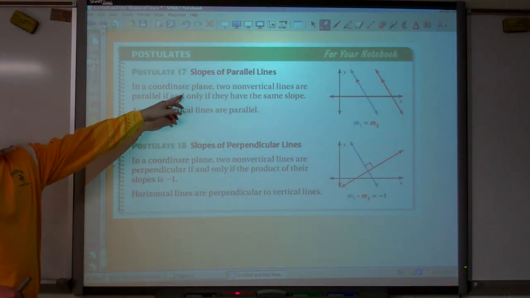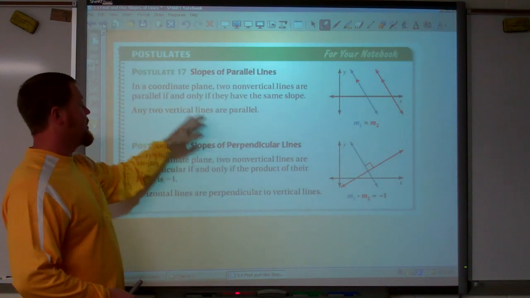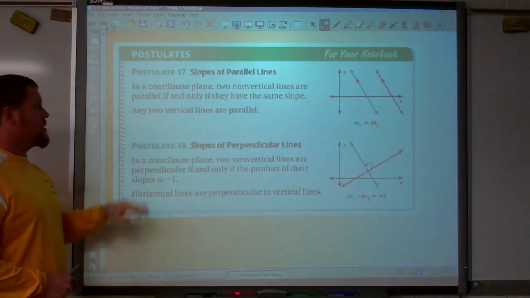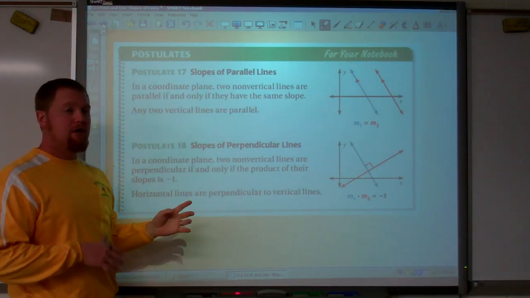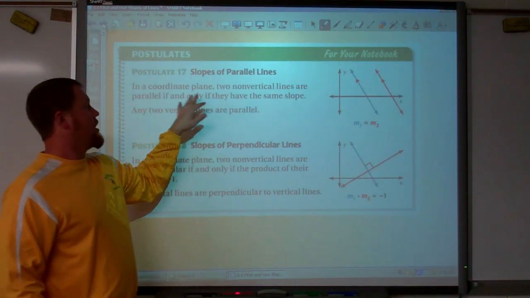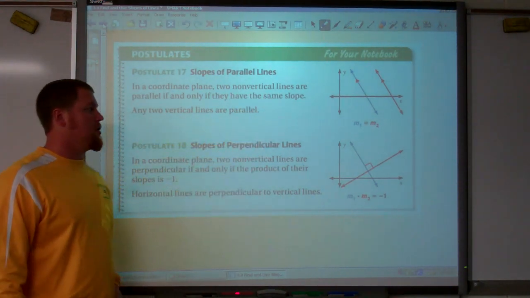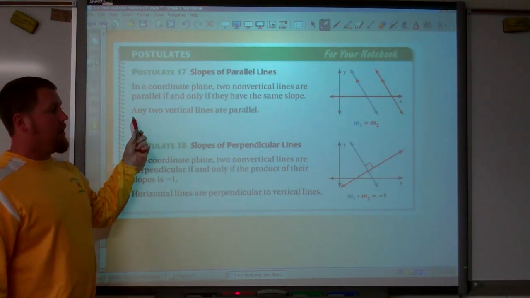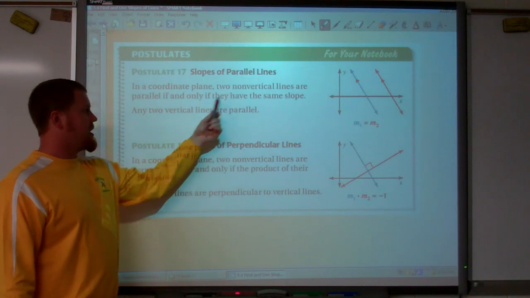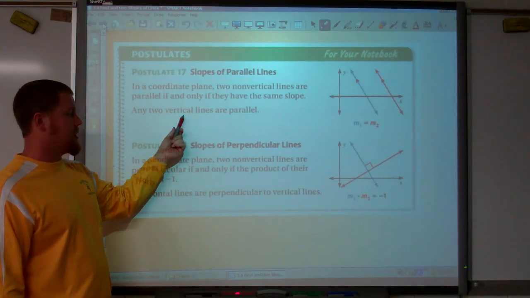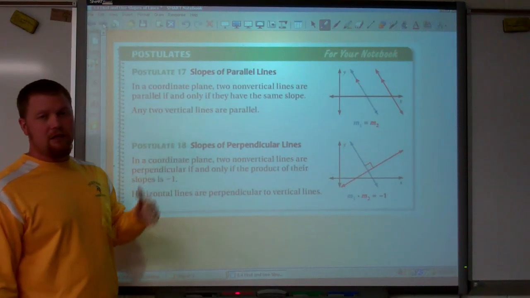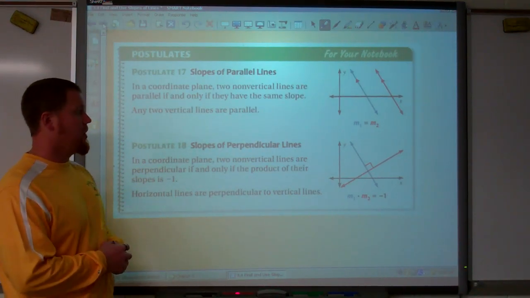Slopes of parallel lines. In a coordinate plane, two non-vertical lines are parallel if and only if. That's a biconditional, meaning a two-way street. It's got to work both directions. If and only if they have the same slope. Now, one that does not fit that definition, vertical lines. Because you're dividing by 0, it's undefined slope. So anytime you have vertical lines, they are always parallel as well.